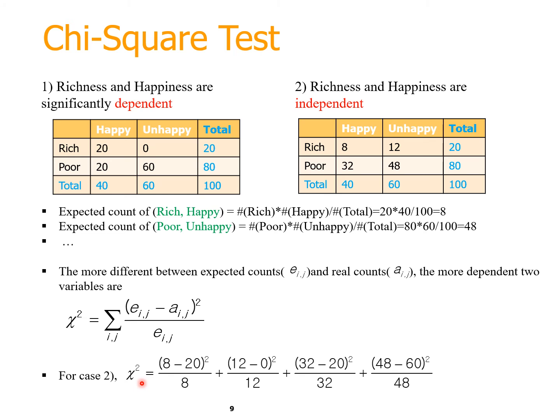Then you look at the chi-square table with the confidence level, and you can decide whether the variables, richness and happiness, are dependent or not. Okay, this is the basic introduction of chi-square. So that way you can decide whether two variables are independent or not.